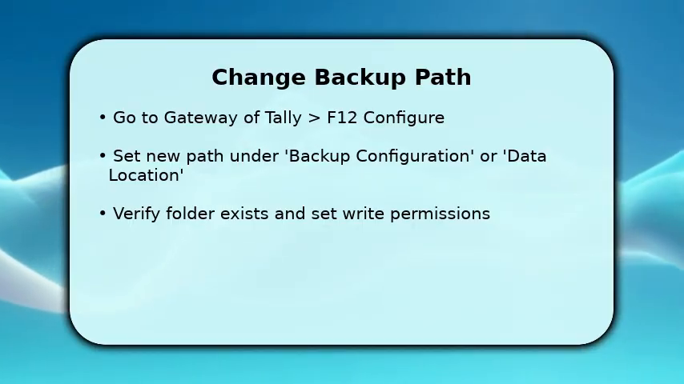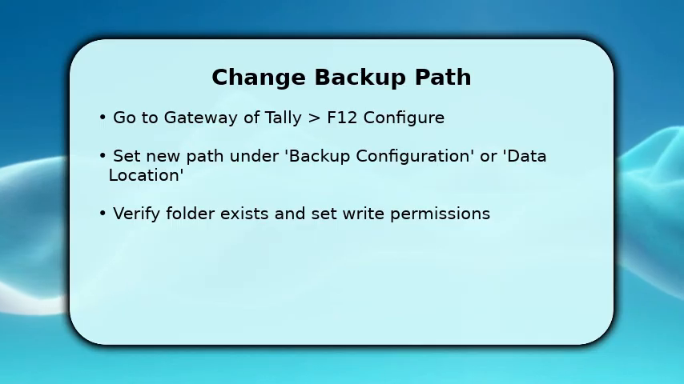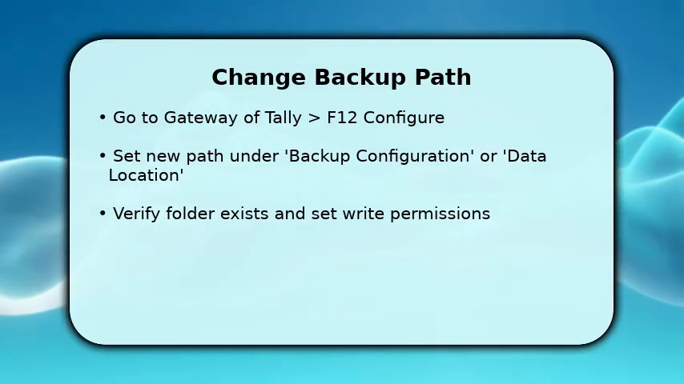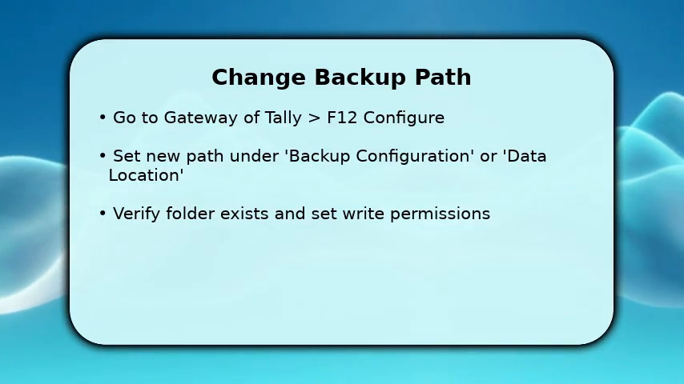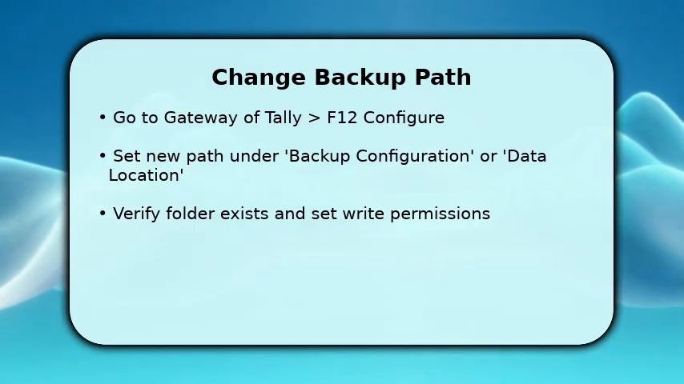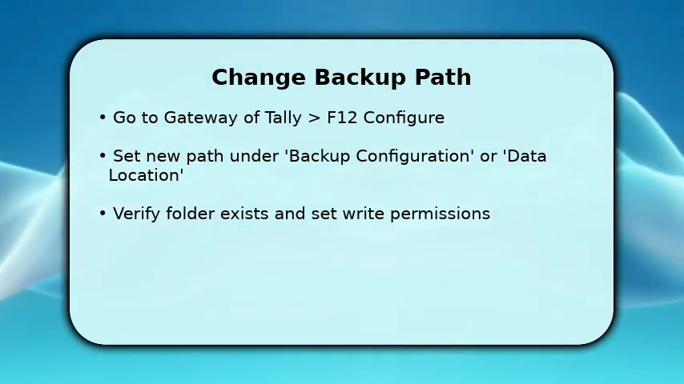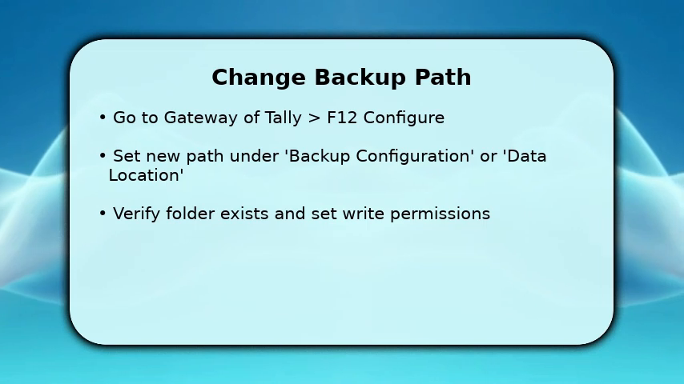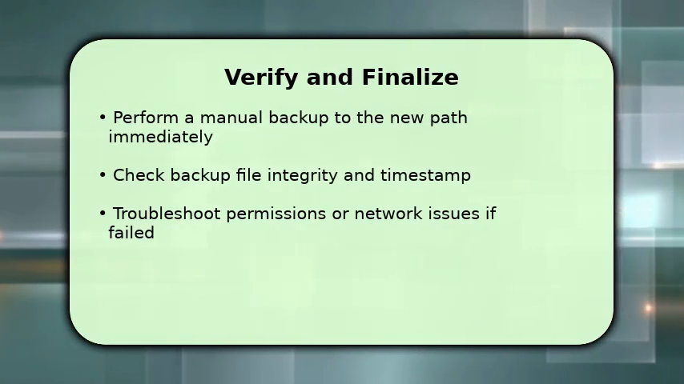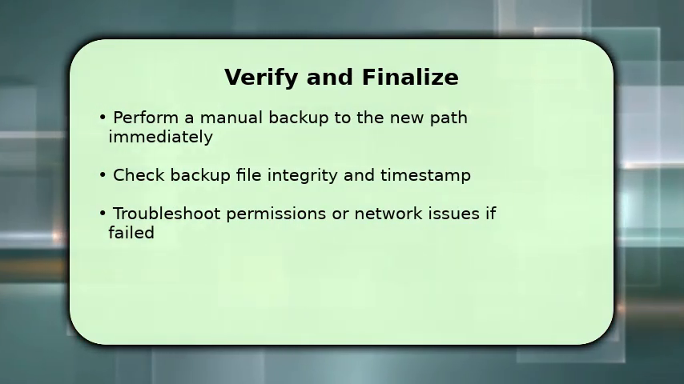After entering the path, make sure the destination folder exists on disk and that your Windows user has the right permissions. If it's a network share, map it or use correct credentials. This avoids silent failures during automated backups. You finish by running a manual backup to the new path to confirm everything works. Don't rely on scheduled jobs yet.